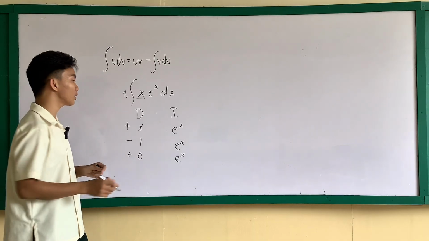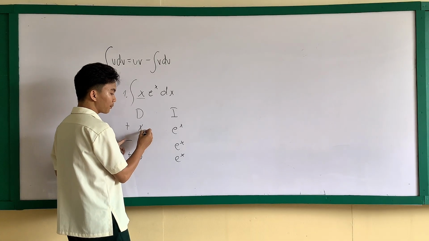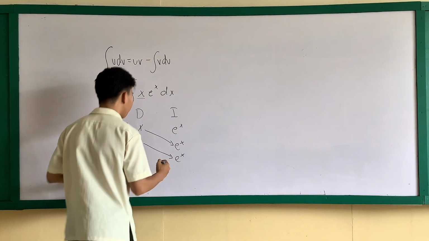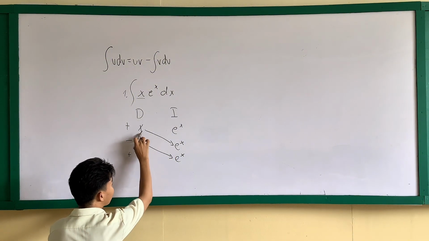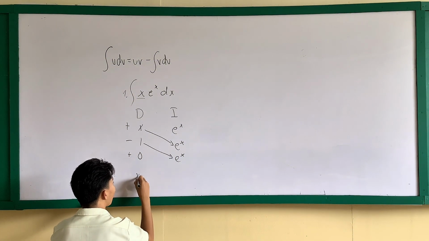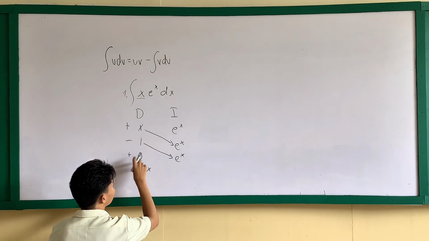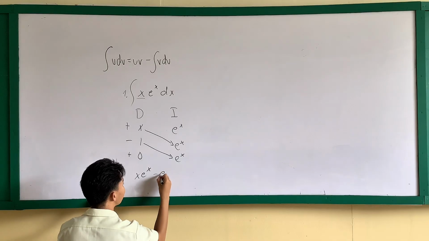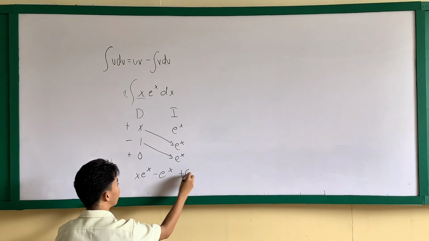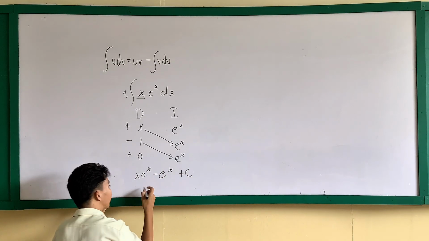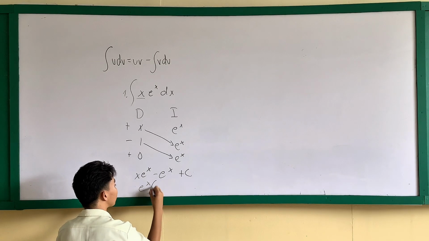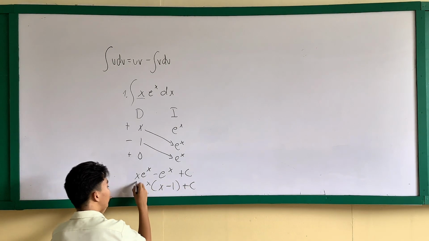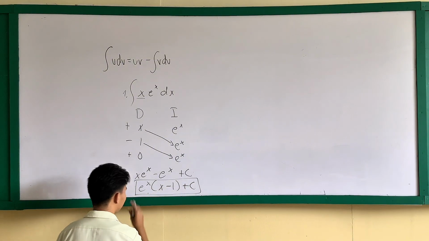So to find the final answer, we need to follow this. Our final answer is x times e^x is xe^x. Then negative 1 times e^x is negative e^x plus c. Or we can factor out the e^x. It's going to be e^x (x minus 1) plus c. So here's our final answer.